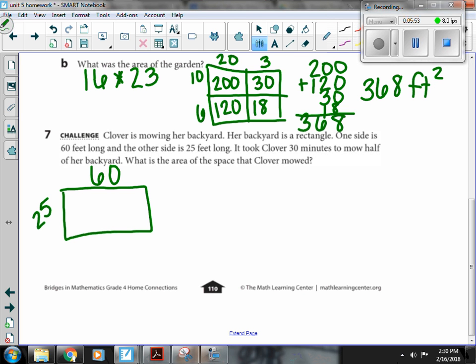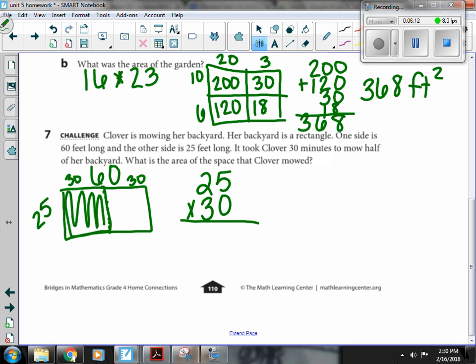So if I cut her yard in half, I think 60 is easier to cut in half, so I'm going to cut it in half this way. And half means this side's 30 and this side's 30. So to find the area of this half that she mowed, I'm going to do 25 times 30. And that's an extended fact, so I'm going to ignore that 0 for a second and do 25 times 3. And I can either do it traditionally or I can just think of money. If I have 3 quarters, I have 75, and then I bring that 0 back down, so 750 square feet was the area of the half that she mowed.